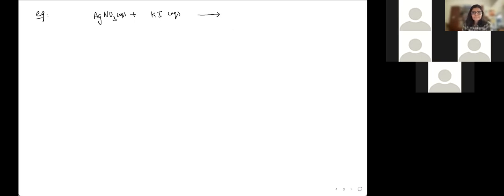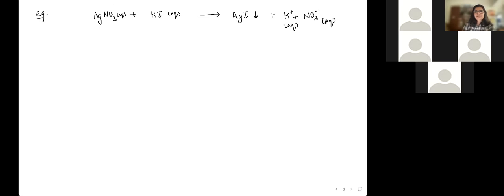Ma'am, wouldn't a displacement reaction take place, giving potassium nitrate and silver iodide? Absolutely. KNO3, it's not 2 minus. And AgI. Correct. AgI is a precipitate. It is insoluble, so it forms a precipitate. Potassium nitrate is a soluble salt, so potassium and nitrate ions remain as they are in the solution. They are always dissociated.